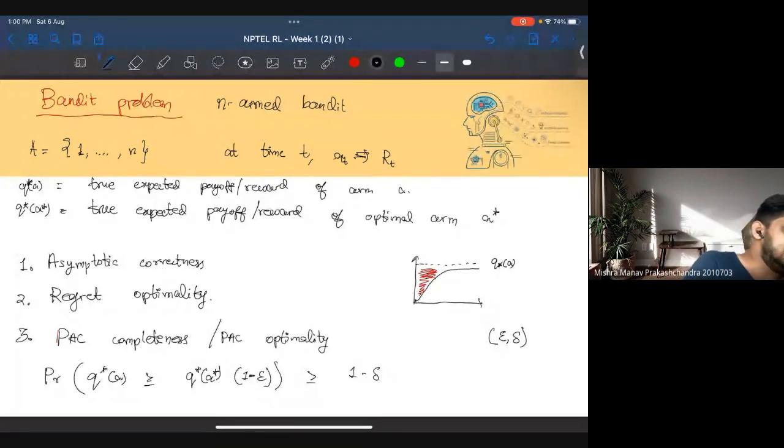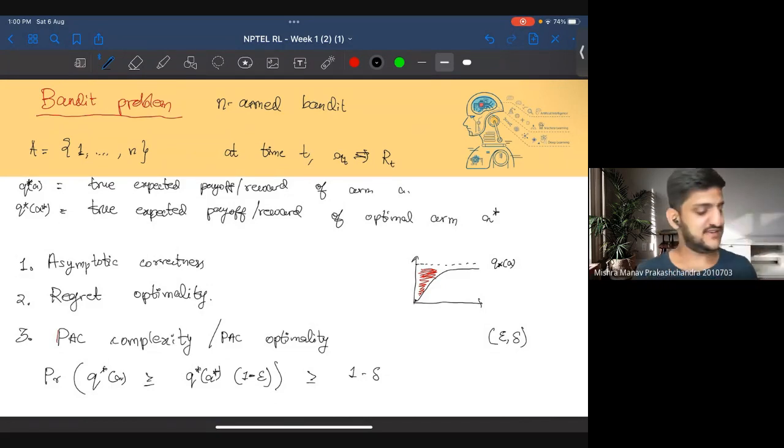It should be complexity, not completeness. Sorry, I probably miswrote. It's PAC complexity. Yeah, please make a note. Sorry, I just corrected this. So this is what we mean by PAC optimality.